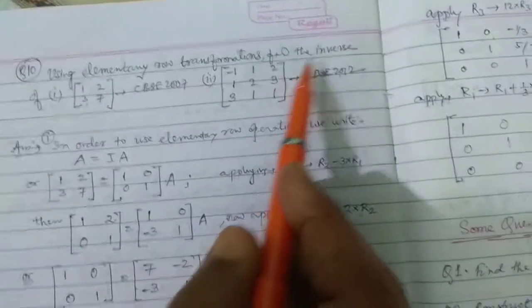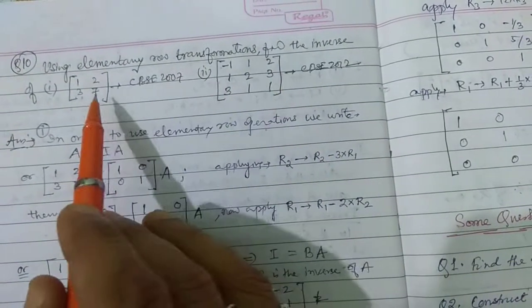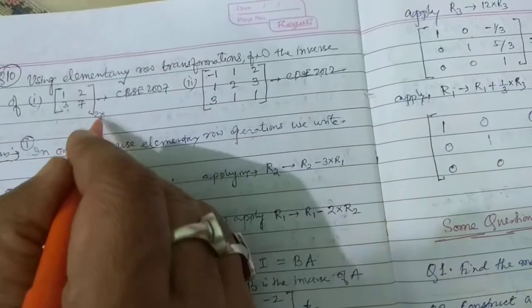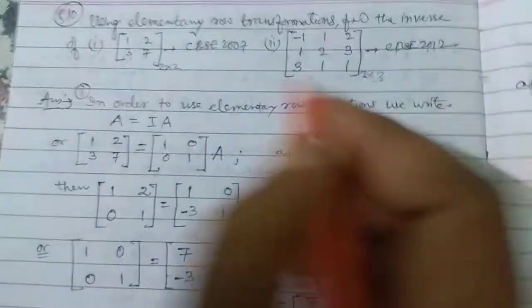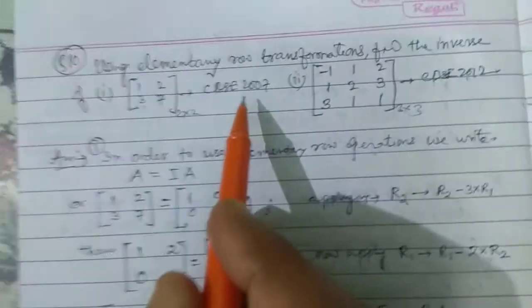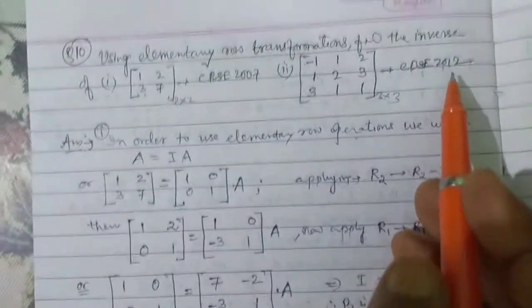Now look at this. Let us discuss these questions, using elementary row operations to find the inverse. I've selected two questions. One is a 2 by 2 matrix and one is a 3 by 3 matrix. As you see, this one is from CBSE 2007 and this question is from CBSE 2012. Now first of all, let's solve this one.